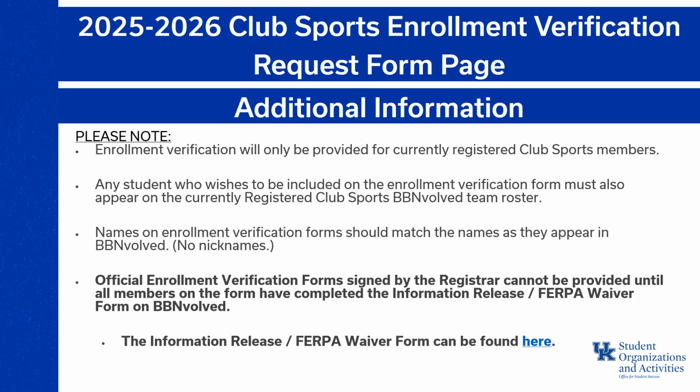Please note, enrollment verification will only be provided for currently registered club sports members. Any student who wishes to be included on the enrollment verification form must also appear on the currently registered club sports BB Involved team roster. Names on enrollment verification forms should match the names as they appear in BB Involved. Please, no nicknames. Official enrollment verification forms signed by the registrar cannot be provided until all members on the form have completed the information release FERPA waiver form on BB Involved. The information release FERPA waiver form will be clickable through the PDF that you can find directly beneath this video.